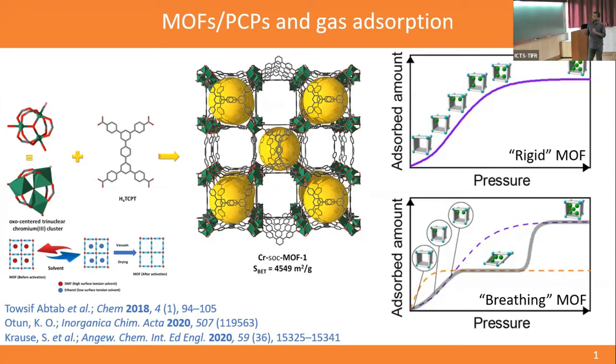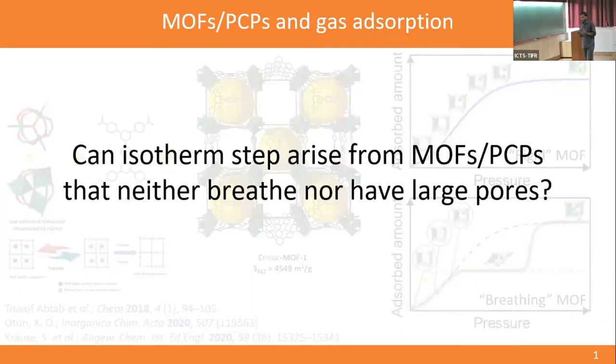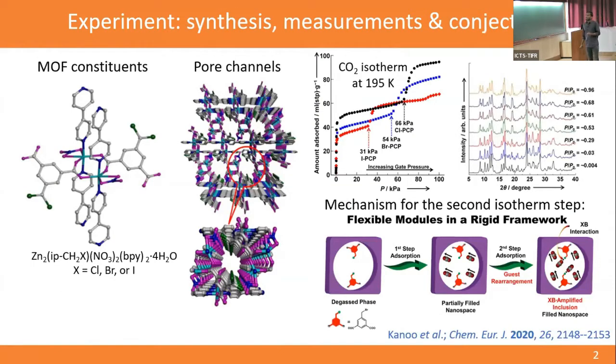Whenever we see a step in an isotherm of a MOF, it's only because of two reasons. One, the MOF is breathing, and the other is that the MOF has large cavities where the gas molecules simply condense. So the question is, can there be an isotherm for a MOF that neither breathes nor has large pores? The answer to this is yes. Recently, Professor Susumu Kitagawa's group at Kyoto University reported 3 isostructural MOFs which exhibit a step in their CO2 adsorption isotherms measured at 195 Kelvin.